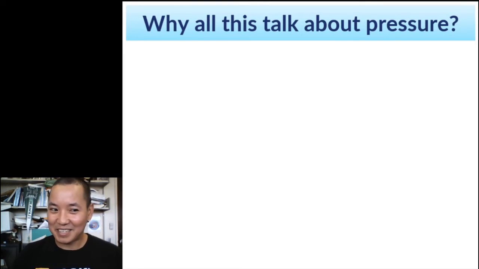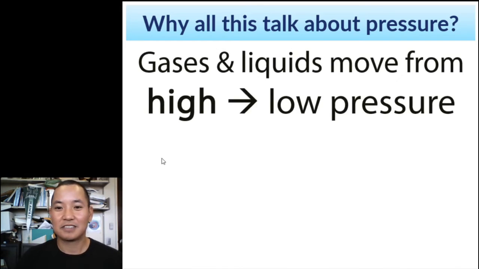You really love chemistry, right? But why am I talking about pressure? Why am I talking about physics? Well, this is how we have to talk about external and internal respiration. So again, it's all about moving things from high to low pressure.